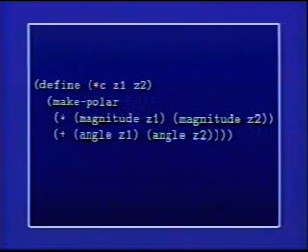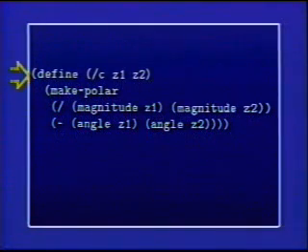Subtraction is essentially the same. All I do is subtract the parts rather than add them. To multiply two complex numbers, I'll use the other formula. I'll make a complex number out of a magnitude and angle. The magnitude is going to be the product of the magnitudes of the two complex numbers I'm multiplying. And the angle is going to be the sum of the angles of the two complex numbers I'm multiplying. So there's multiplication, and then division. Division is almost the same. Here I divide the magnitudes and subtract the angles. Okay.